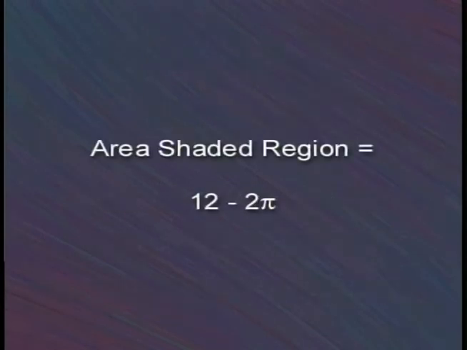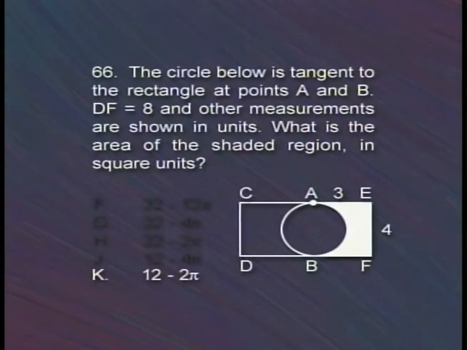Thus, the area of the shaded region is the area of the rectangle, 12, minus 1/2 the area of the circle, or 2 pi. This corresponds to answer K.